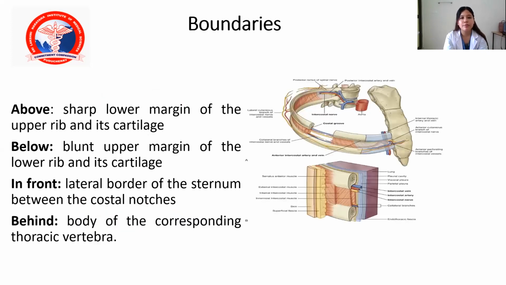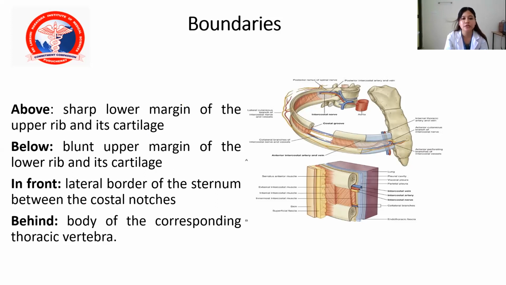Next, what about the boundary of these spaces? As we know, if any space is present, it will have a boundary, right? So what is the boundary of the intercostal spaces? In this image, you can see this is one intercostal space, that is, a typical intercostal space. Above, it is bounded by the sharp lower margin of the upper rib.